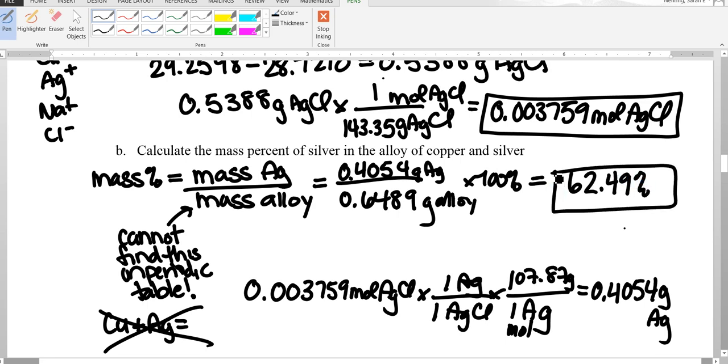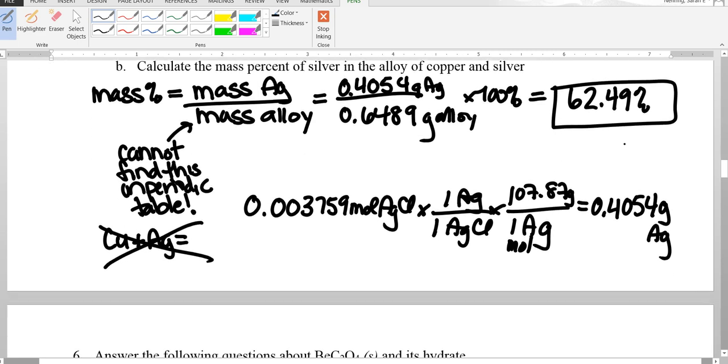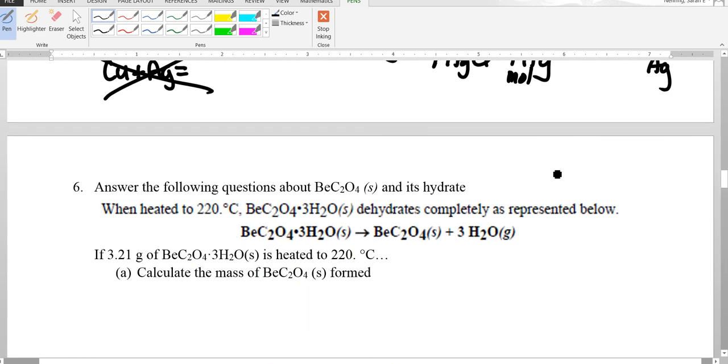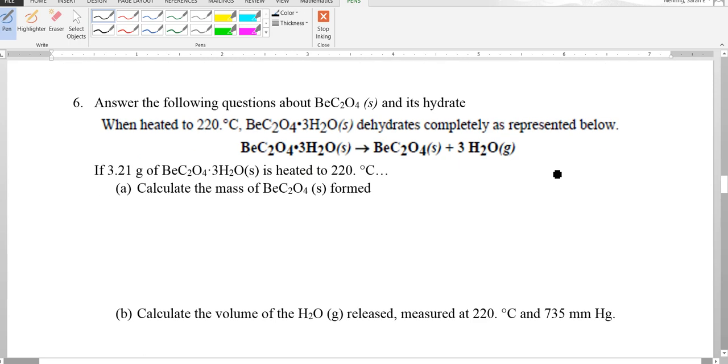Okay, so that's number 5. Let's take a look at number 6. I think what threw people off on this one a lot is dealing with the hydrate. So it's been a little while since we've seen a hydrate, but the key thing is when you see a hydrate, that's where you have this little dot here. It's an ionic compound that actually includes water in the crystal lattice.